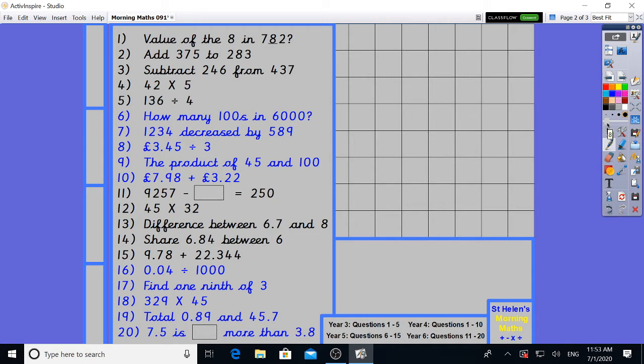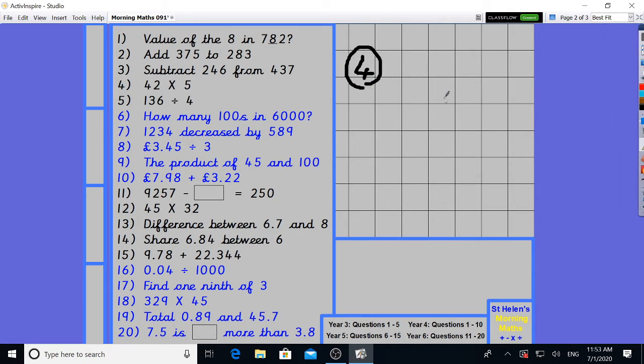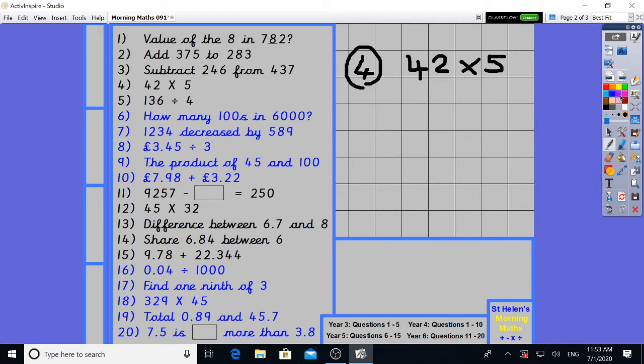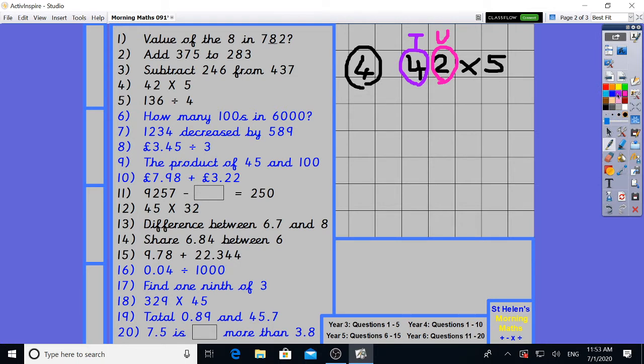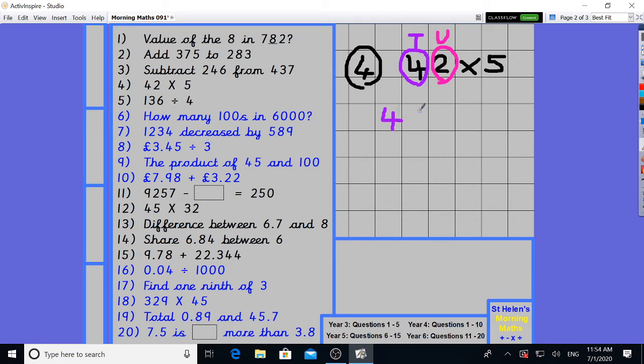We're on question 4. Pen's still quite big. 4 already, that was quick. So 42 times 5. I'm going to do this in 2 different ways. 42 times 5. I get the colour code in. 40, that's 4 tens, 40. And you don't, of course, have to colour code yours. 2 units, like this. So I'm going to do 40 times 5, and I'm going to do 2 times 5 to get my final answers.